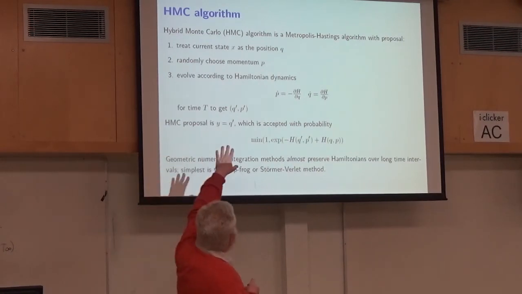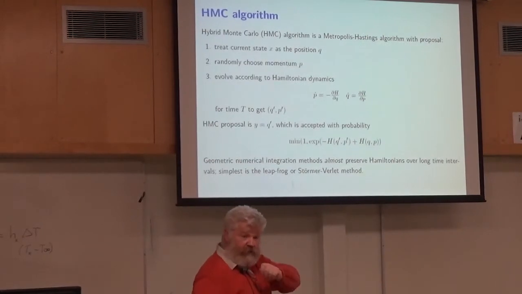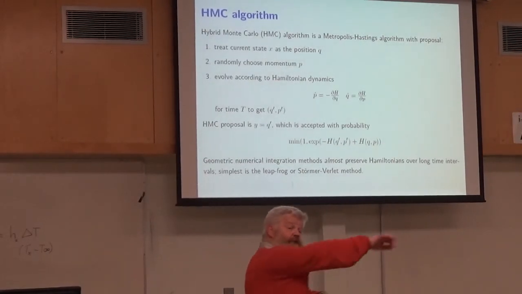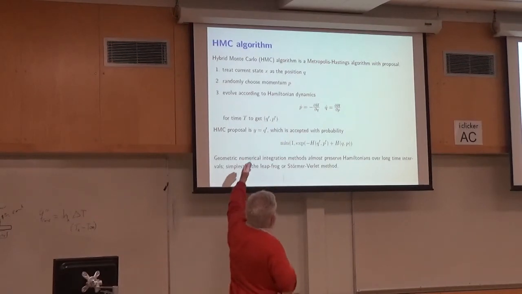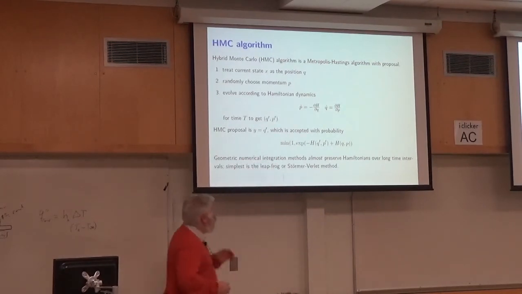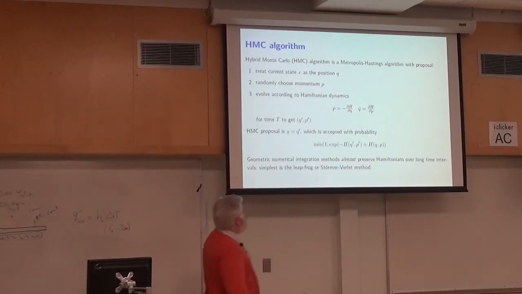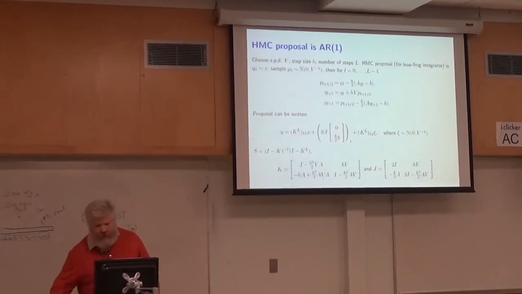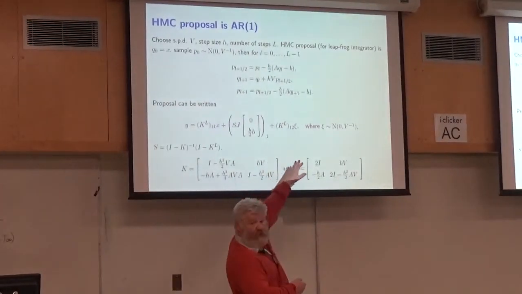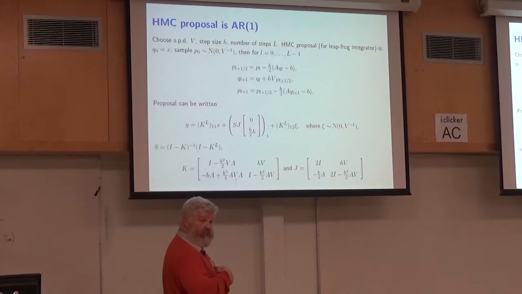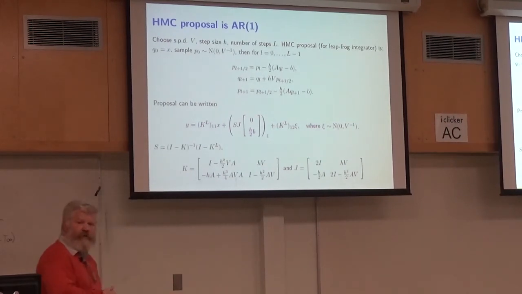So you say my current state X is a position, I generate a random momentum, and I give it a kick with that momentum and follow some Hamiltonian dynamics, and I use that as a proposal, which I accept or reject in Metropolis-Hastings. And if we fire up the standard leapfrog method, again, I can write that exactly as an AR1 proposal. So it's another example of one of these matrix splitting methods. So they're exactly equivalent to Gibbs sampler.